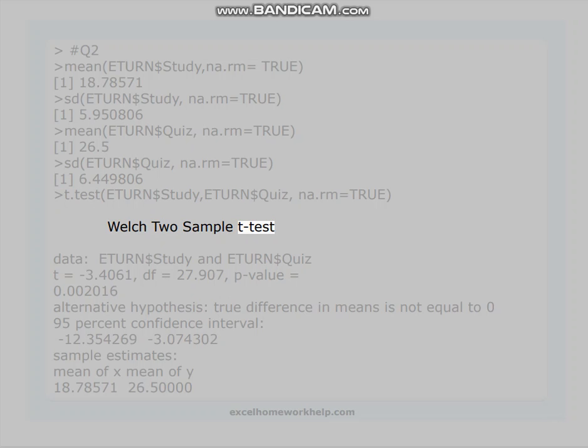Welch two sample t-test. Data: etern$study and etern$quiz. t equals minus 3.4061, df equals 27.907, p-value equals 0.002016. Alternative hypothesis: true difference in means is not equal to 0. 95% confidence interval: minus 12.354269 to minus 3.074302. Sample estimates: mean of x 18.7857, mean of y 26.5000.